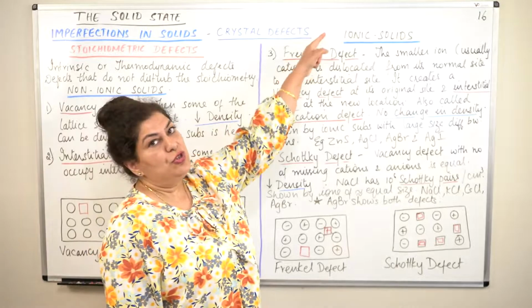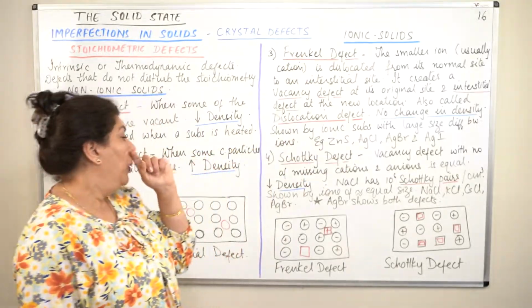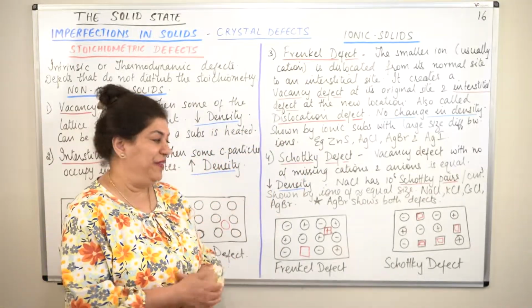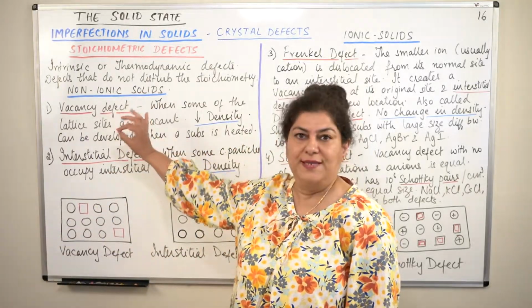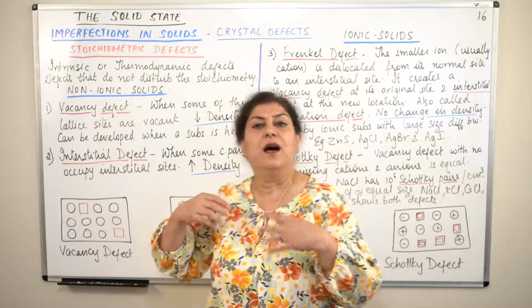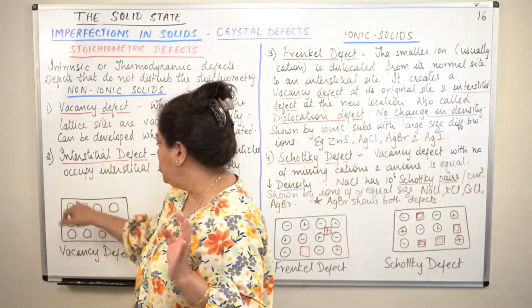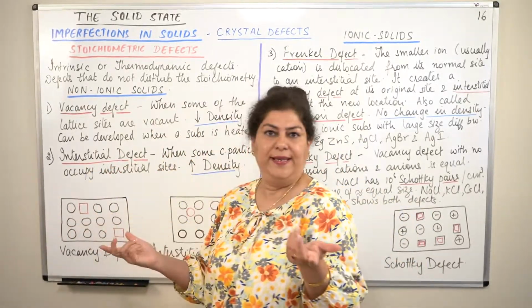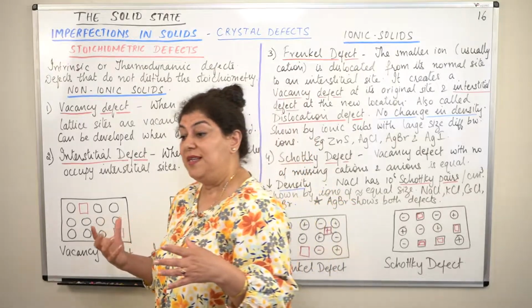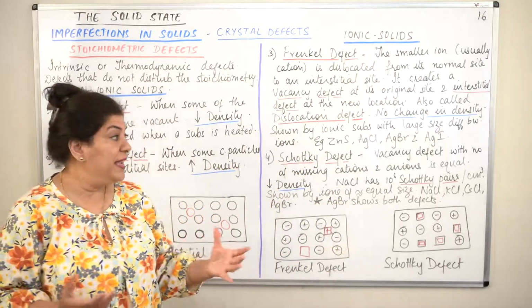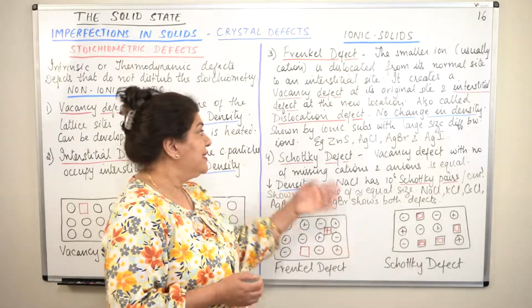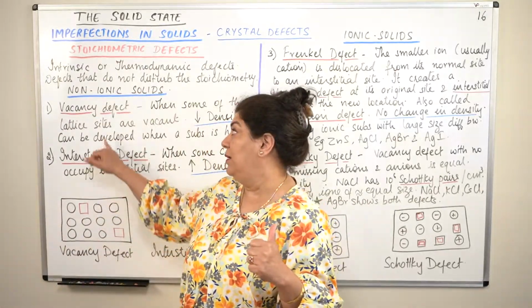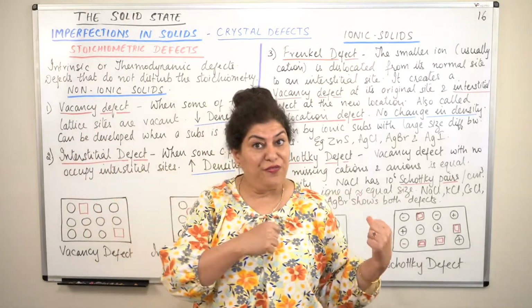Schottky defect is also seen in ionic solids. What kind of defect is this? This is a kind of vacancy defect. It's a proper vacancy defect. That is, the ions are missing from the compound. Did you see they were empty sites? The same thing is seen here also, that there are vacant lattice points. But why is it then different from vacancy defect? Why do we study it differently?